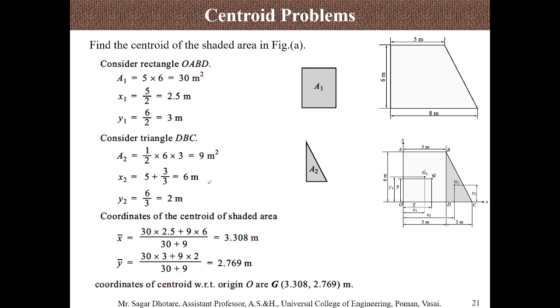After noting these geometries, find out their areas and the x coordinate and y coordinate separately. After doing this for all the standard areas, you can identify x bar and y bar, that is the final location, or the final coordinates, of your centroid. I hope that is the simplest example you have seen till now.